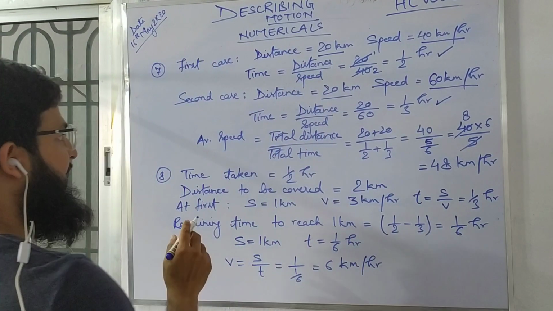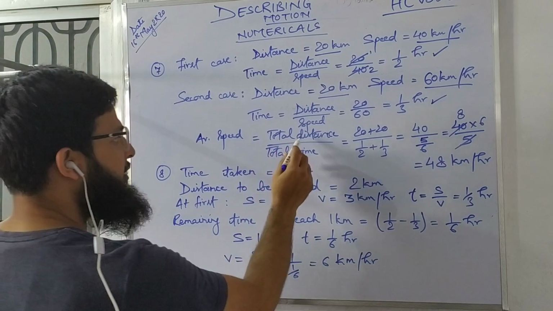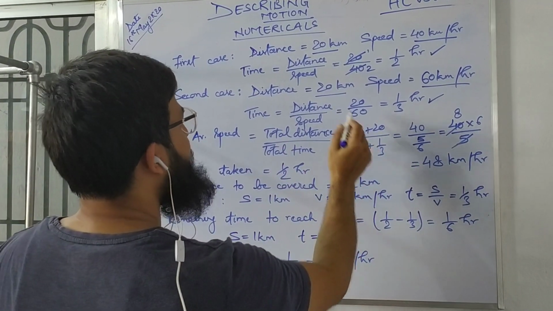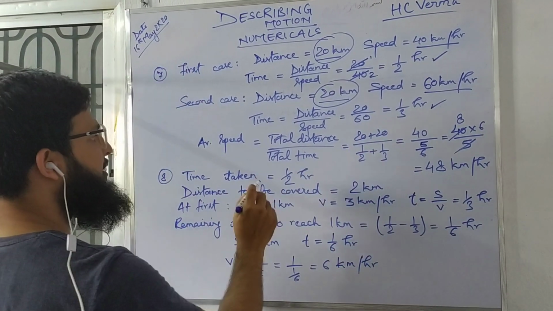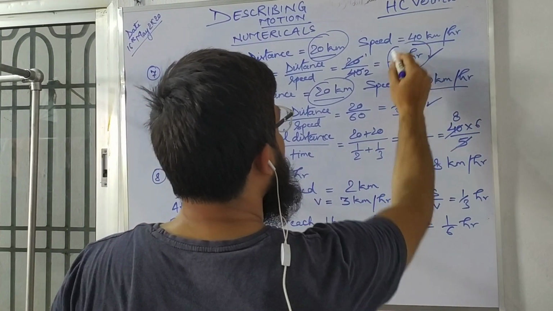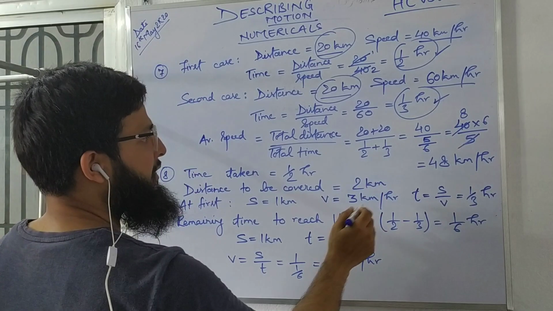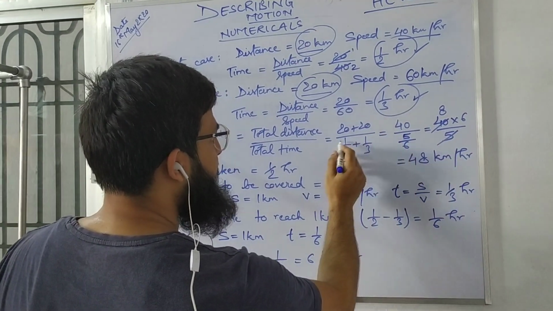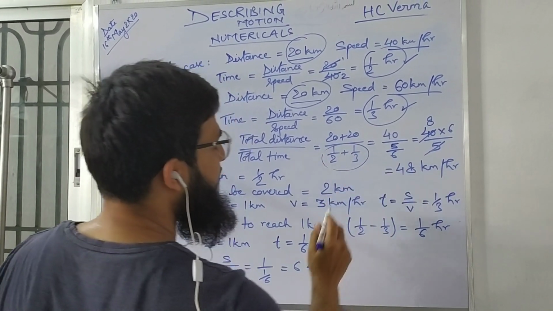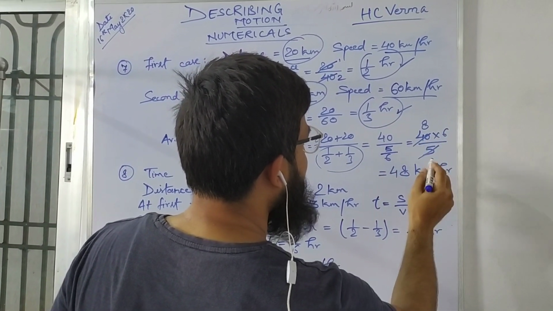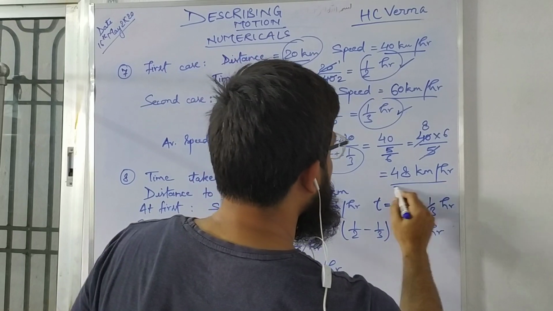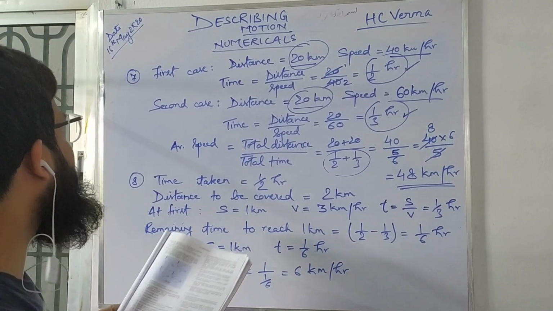Okay. So the average speed will be found in this way: total distance by total time. 20 plus 20, total distance, and total time will be 1 by 2 hours plus 1 by 3 hours. That will be 5 by 6 hours. Okay. Ultimately 6 ऊपर चला जाएगा आपको 40 into 6 by 5, 5 8 are 40, 8 6 are 48 km per hour. So this will be the average speed of the car.